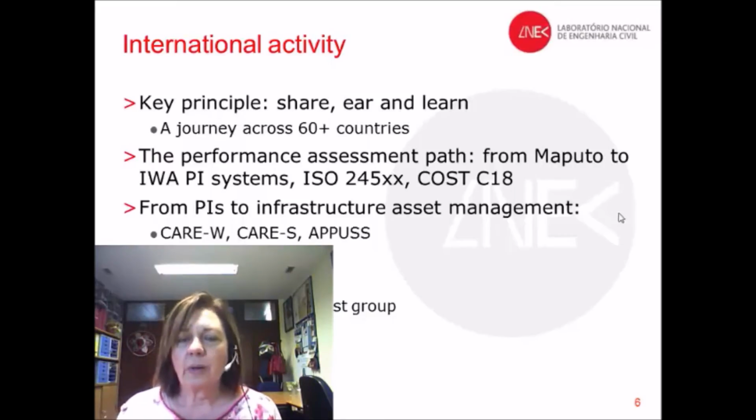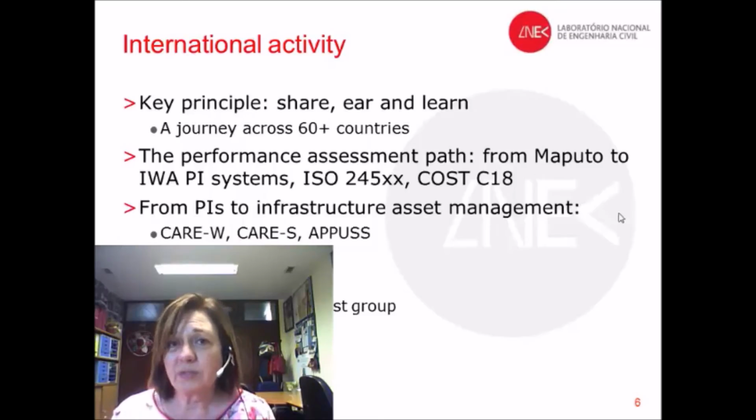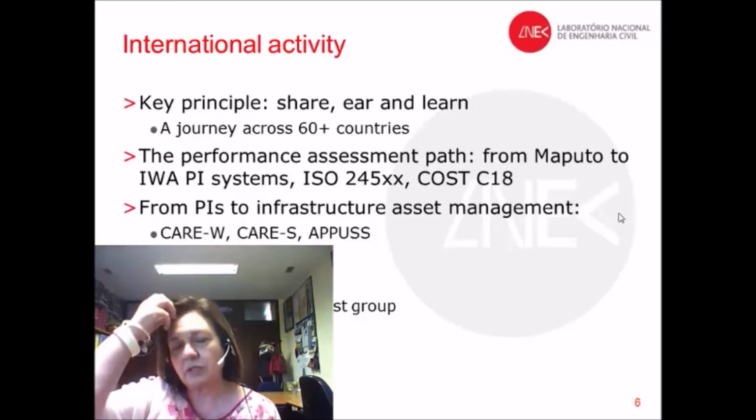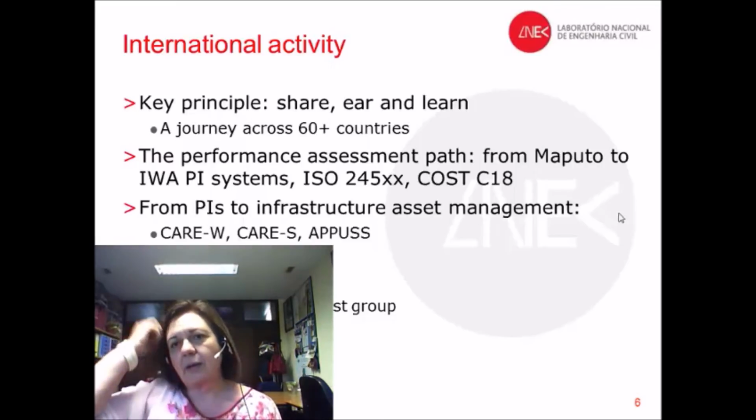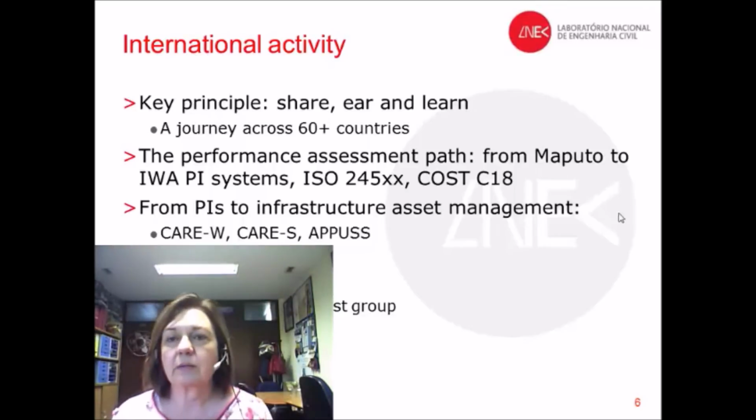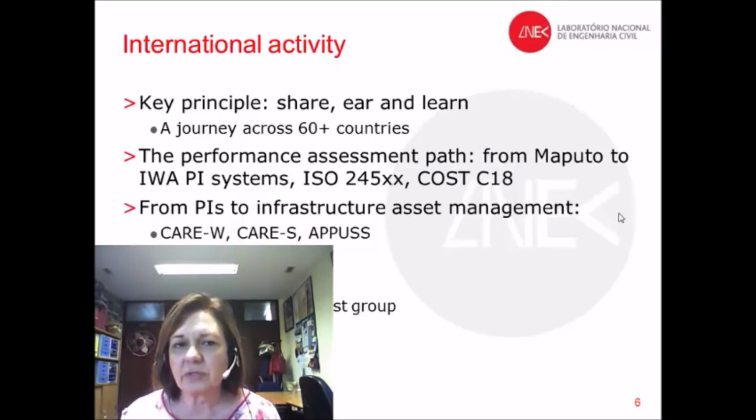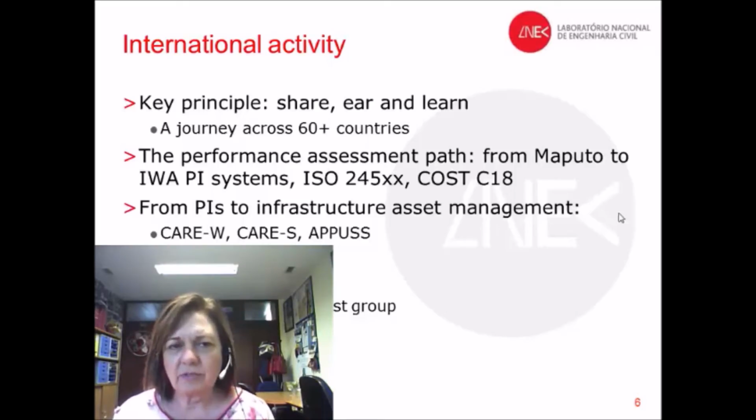Well, so how was this international path? As I commented a while ago, we started with Mozambique, started to think of this performance indices development. I further developed them in the scope of my own PhD thesis. I associated that with the development of levels of service inspired by the UK work. So Ofwat in the UK had just launched the levels of service system, and I further developed that.